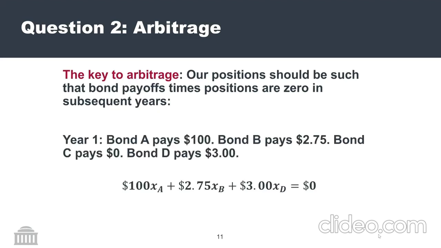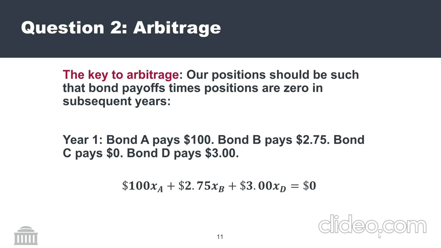Let's start with year 1. So recall that bond A is a zero coupon bond with 1 year maturity. So it pays $100 in year 1. Therefore, the cash inflow, the positive cash flow because we bought this bond, at the end of year 1, we get $100 times how many units of this bond we purchased, so times XA.